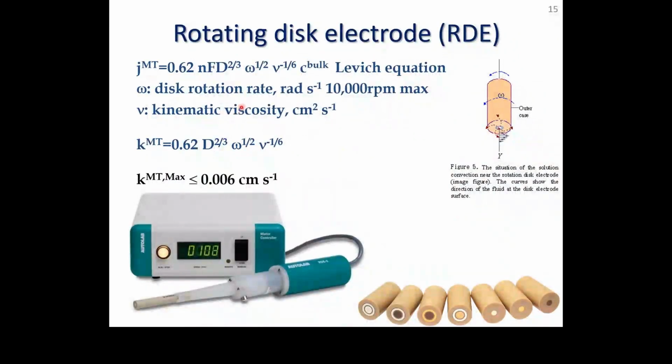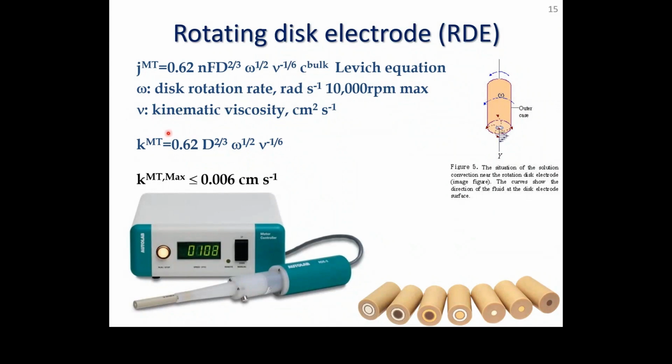We have the so-called Levich equation, which tells us what our limiting current density is, and it's dependent upon the rate of rotation in radians per second. It's weakly dependent upon the kinematic viscosity. The kinematic viscosity is just the viscosity of the electrolyte divided by its density, and it's dependent upon the diffusion coefficient of the species that we're reacting at the surface.